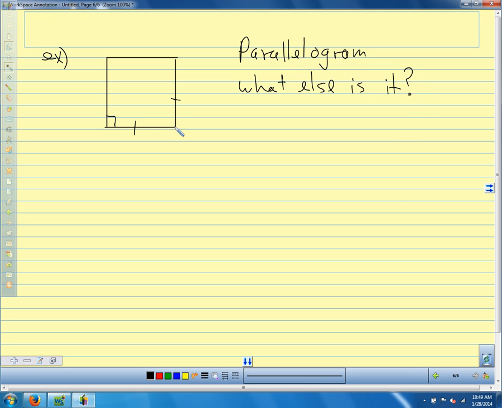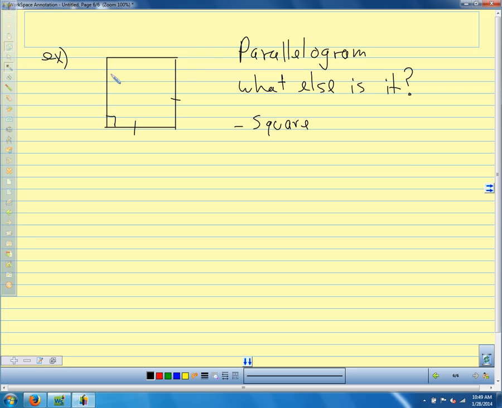So it's a parallelogram, and I've marked these pieces congruent. We want to know what else it is. How else can we name it? How else can we classify it? So what do we think here? It's a square. And what tells us that it's a square? How can we figure that out?